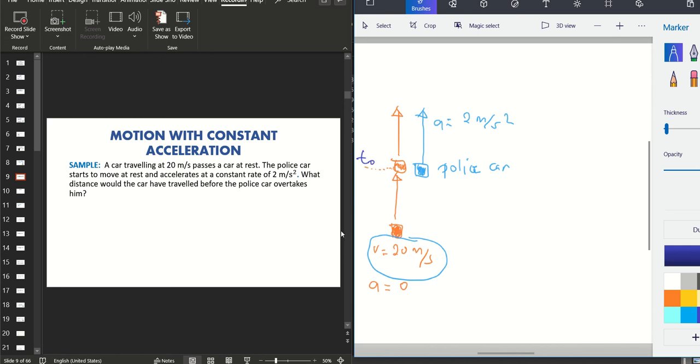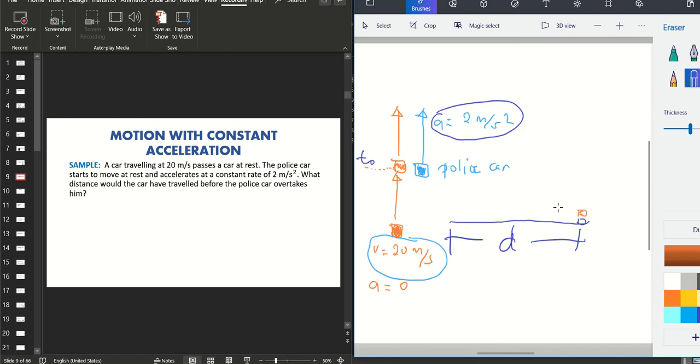So the question here is, what distance would the car have traveled before the police car overtakes? Now the question is, there will be a time that this car moving 20 meters per second can be overtaken by a police car. You know why? Because the acceleration is 2 meters per second squared. So ibig sabihin, pabilis yan. Okay? The question is, what would be the distance? Okay? Anong distance na mahahabol ng police car yung sino mang kasakyan na yun. Okay, yun ang question. Okay, so medyo tricky, no?